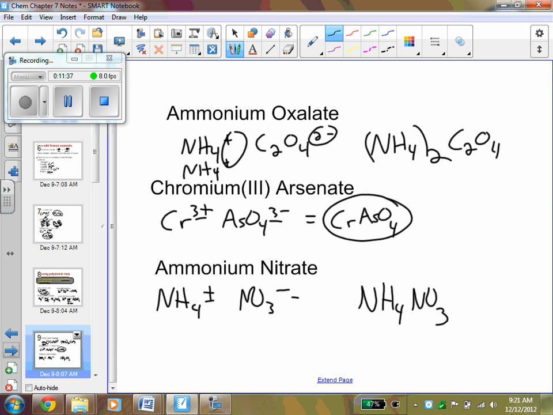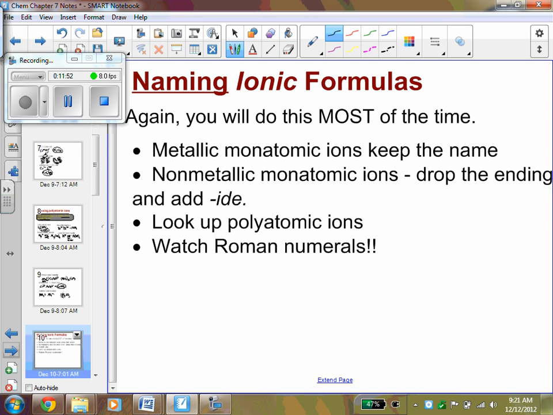Okay, so a quick little note, ammonium is considered by most to be the only common polyatomic cation. So you won't approach too many of these cations that are polyatomic. Okay, what else do we got here?